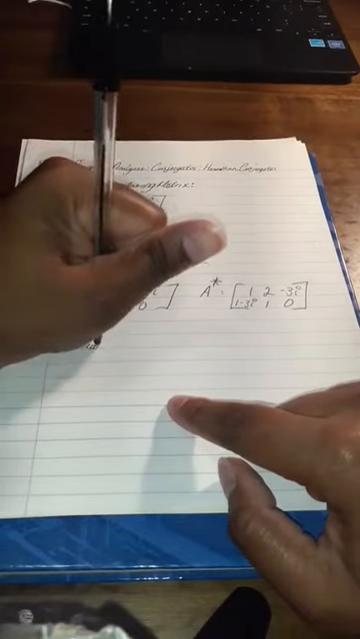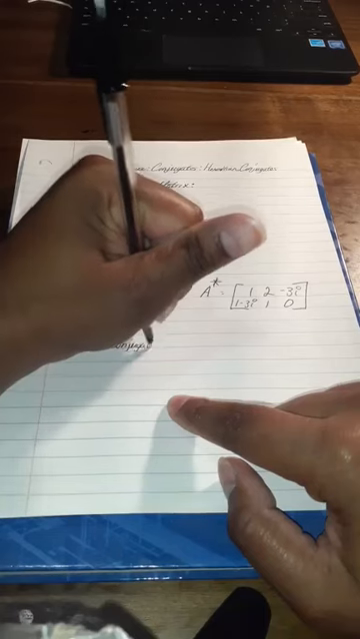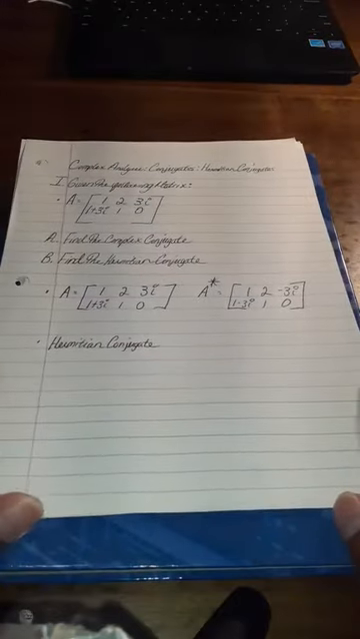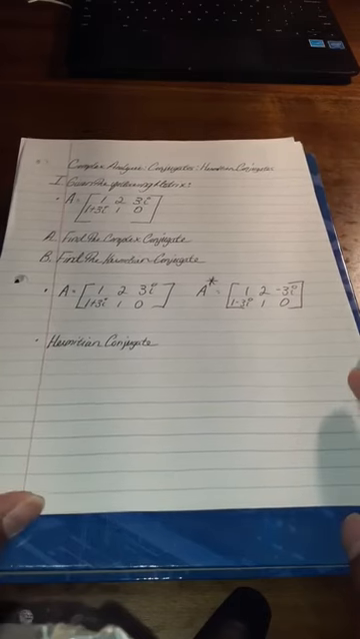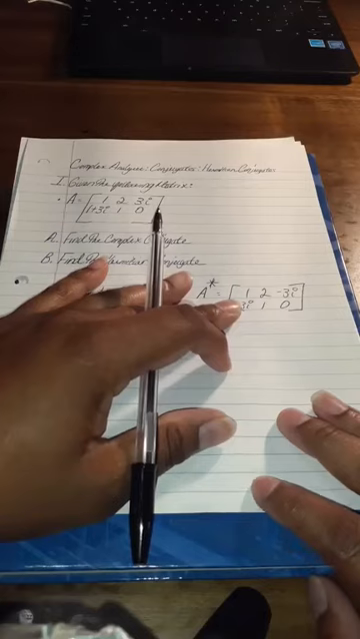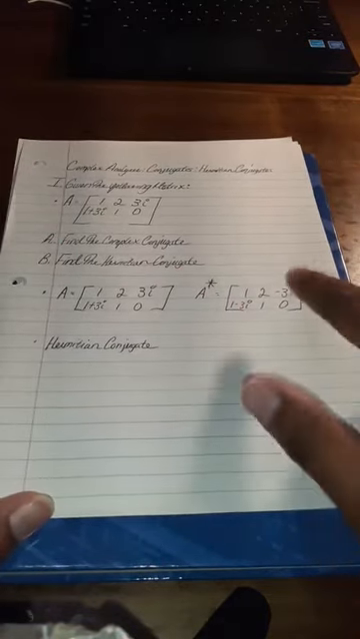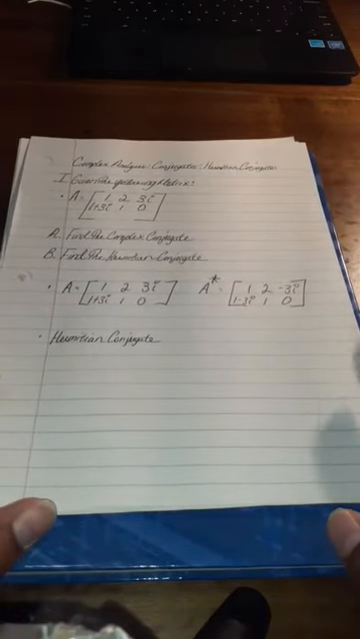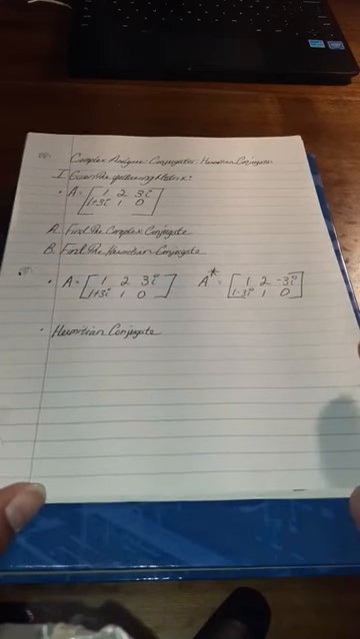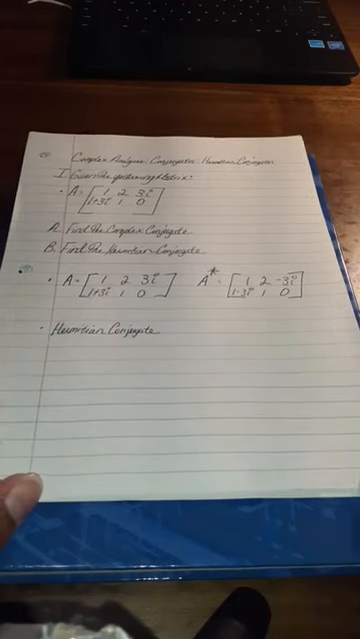So for the Hermitian conjugate, all we have to do is transpose our complex conjugate matrix. So if you look here, we've got A star, which is the complex conjugate of A. All we have to do is transpose the matrix. Now remember how you transpose a matrix. Hopefully you remember this from linear algebra. You change the rows into columns, basically.